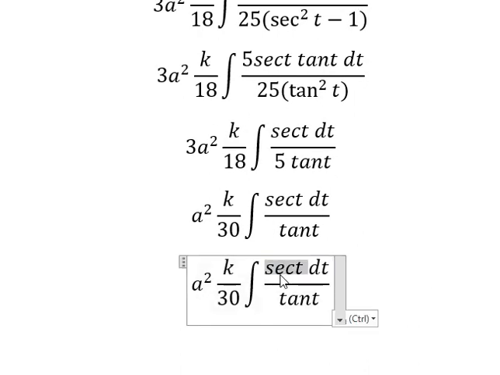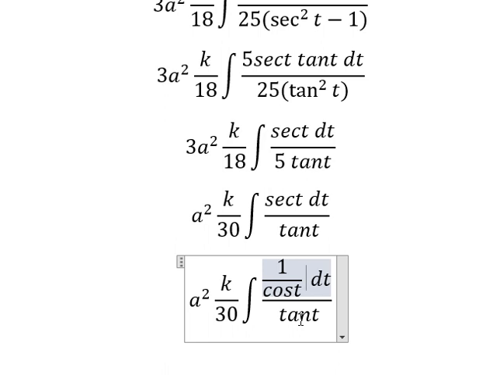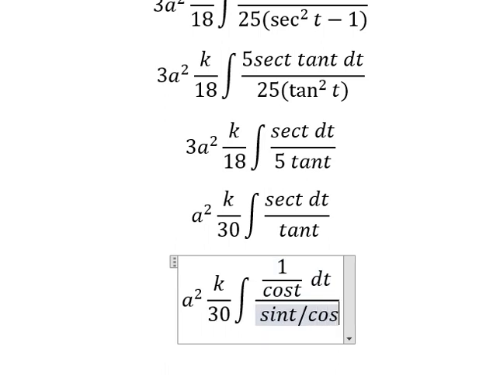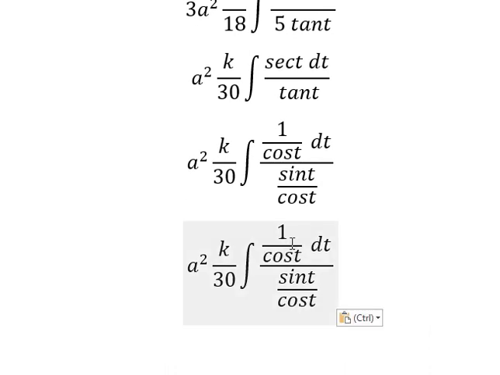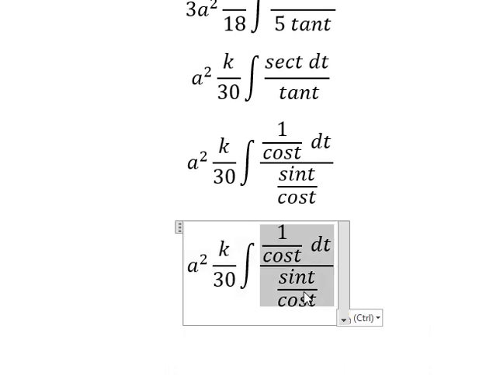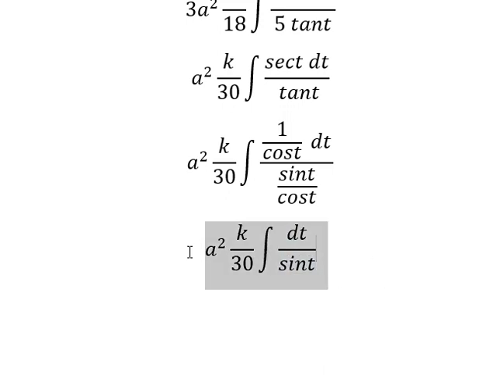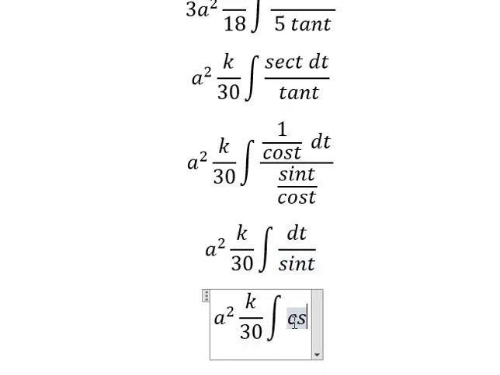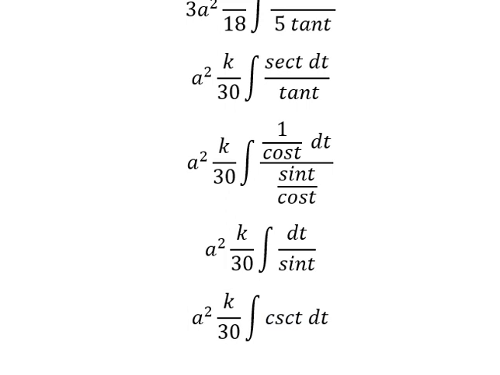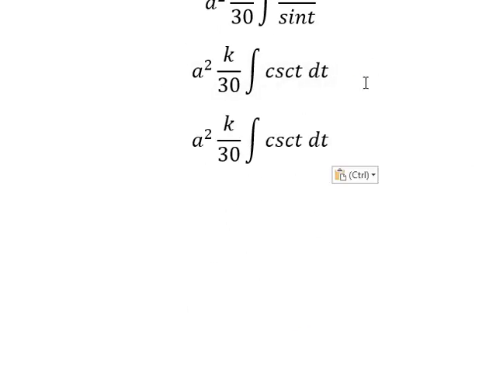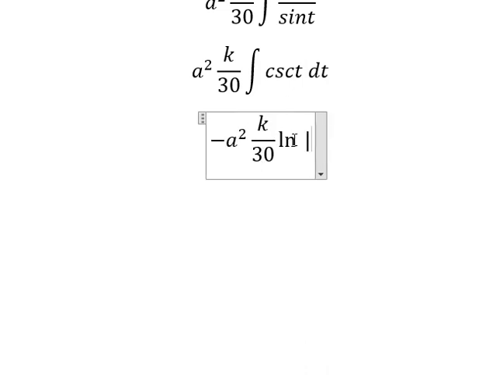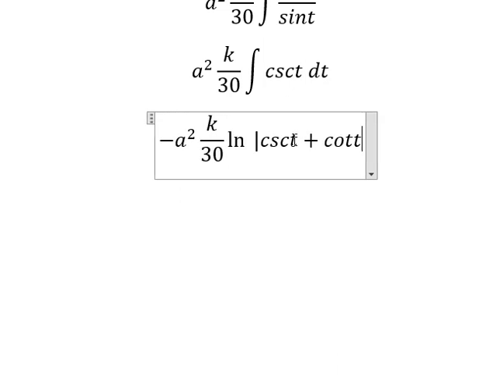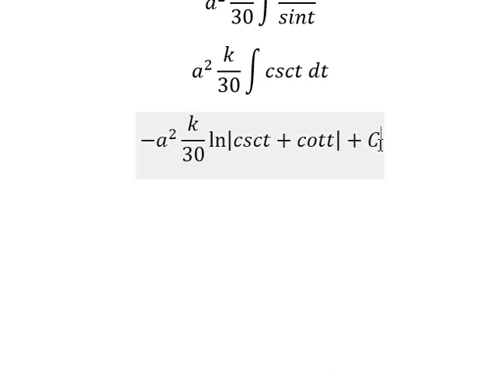Secant of t, that's 1 over cosine t. Tan t, that's sine t over cosine t. Now we need to simplify cosine t on numerator and denominator. This one we have cosecant of t dt. The integration of this one, we have negative ln of the absolute value of cosecant of t plus cotan t, and we put c, and this is the constant.